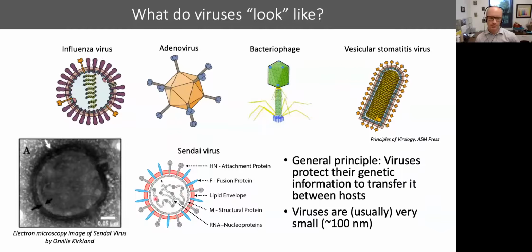As you can see, the structural housing varies from virus to virus. Some viruses, like Sendai and influenza virus, have a lipid membrane as part of their structural housing, and they have these proteins that poke out of the lipid membrane. Some viruses, like adenovirus, do not and are just made up entirely of a protein capsule.